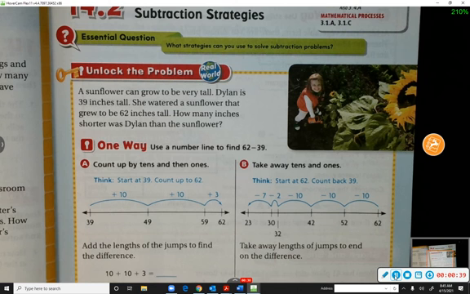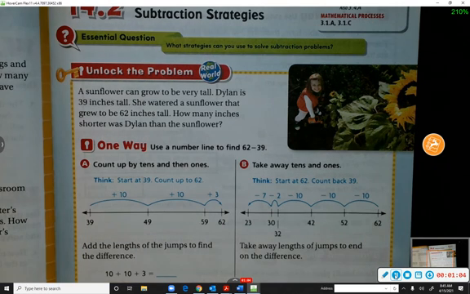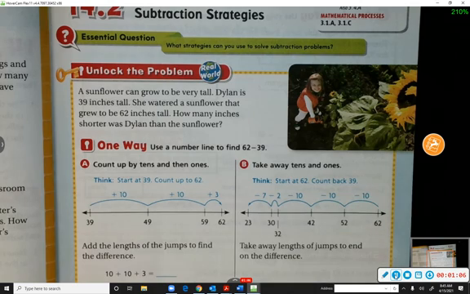A sunflower can grow to be very tall. Dylan is 39 inches tall. She watered a sunflower that grew to be 62 inches tall. How many inches shorter was Dylan than the sunflower? Okay, shorter. How many inches shorter? I want you guys to circle that word.